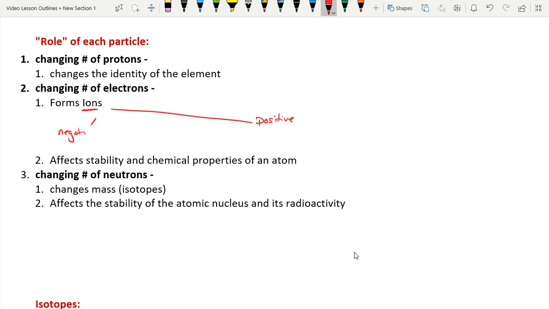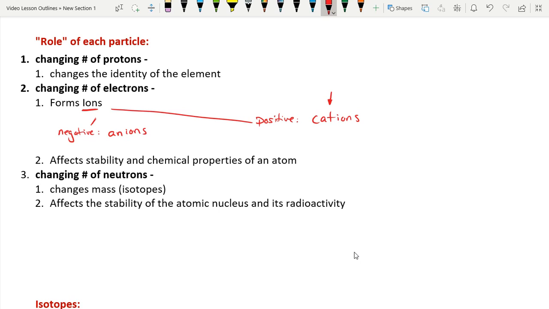For a positively charged ion, those are called cations. Now you could remember that cats have paws and cats are positively attractive. Or you can remember that the word cation has a positive sign here in the middle of it with the letter T, but cations are positively charged ions. For negative ions, we call those anions.